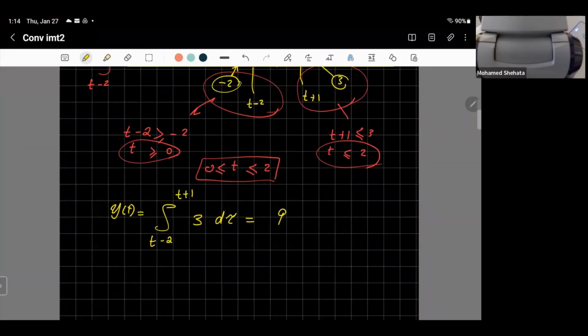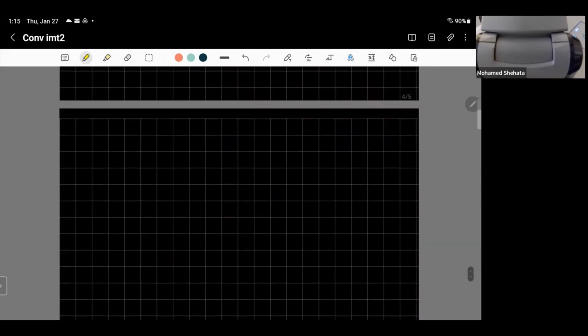Then now we have the other stage. Do you have any question in this stage? All of them are the same if you follow this systematic approach. We'll go now for the other stage, and also start from -2.